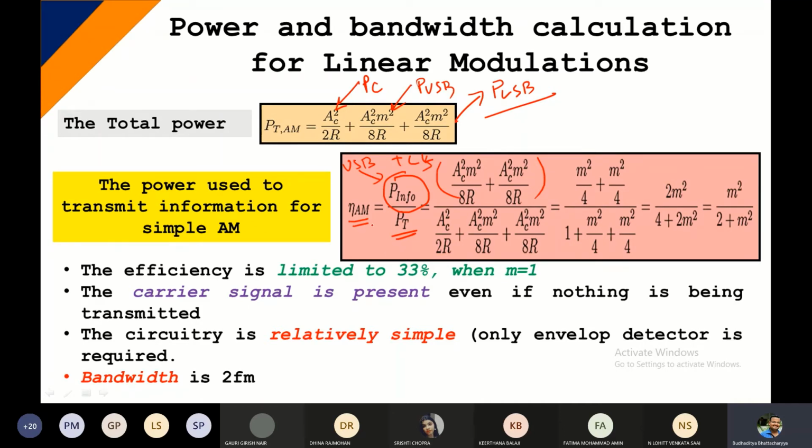So in the other cases, the DSBSC and the SSBSC, we are trying to improve this efficiency by making sure that the carrier power is subsequently not present at all. All right, so this is one.